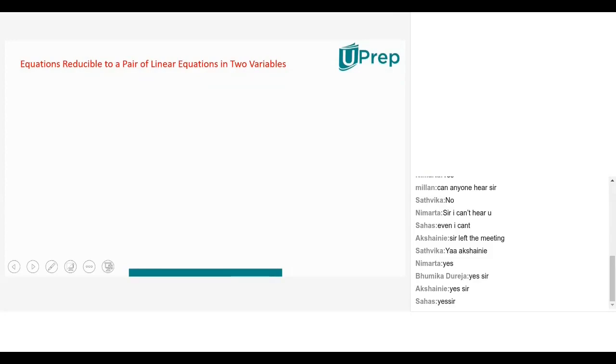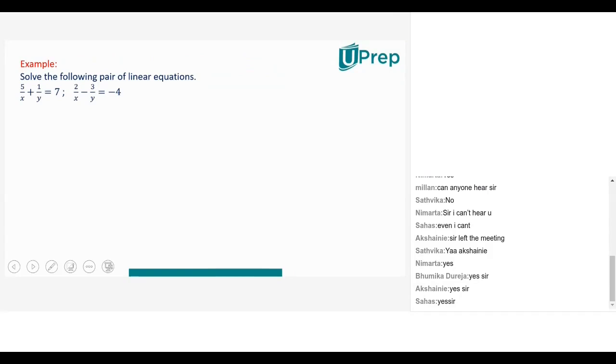Your next concept is equations reducible to a pair of linear equations in two variables. Now, this is an interesting concept. Observe. If you look at the given equations at a glance, they look like linear equations in two variables, but they are not exactly like that. We need to convert them.